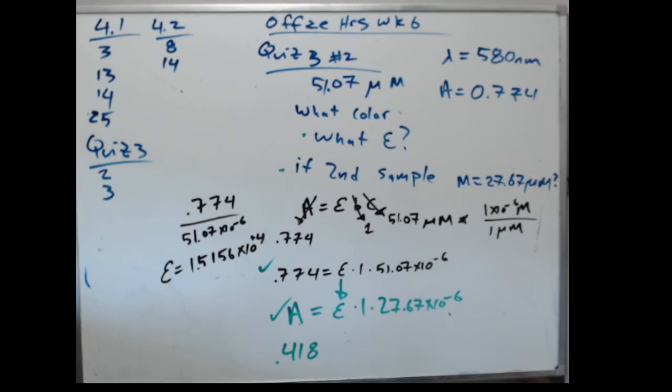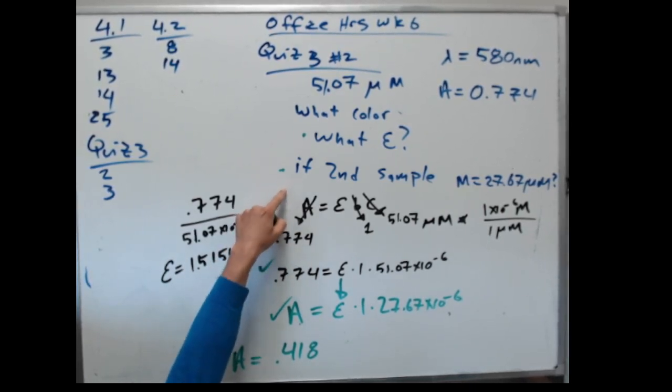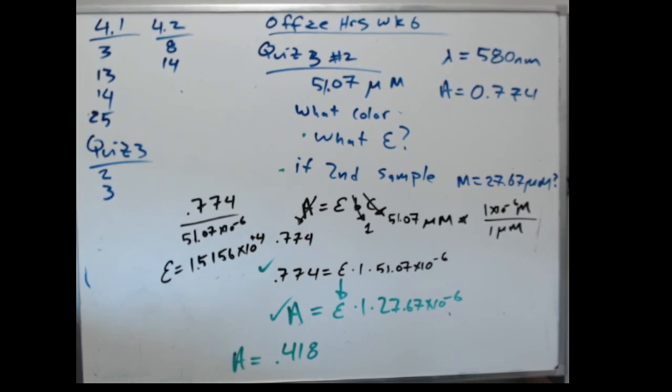Good pace? Too fast? Too slow? Other questions? Yeah. 0.418, that represents the nanometers? No, that's the new absorbance for the second part. If the second sample had that concentration, that's the new absorbance. Okay. And it's about half of what we had before because our concentration's about half. And so that conceptual understanding of how concentration relates to absorbance is actually the important part, not just the numbers.